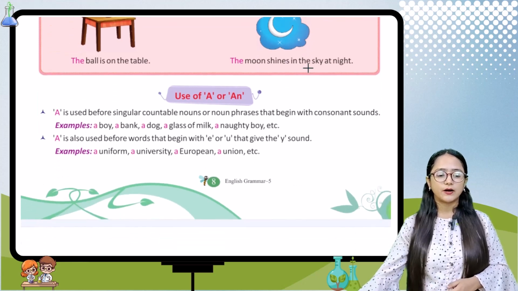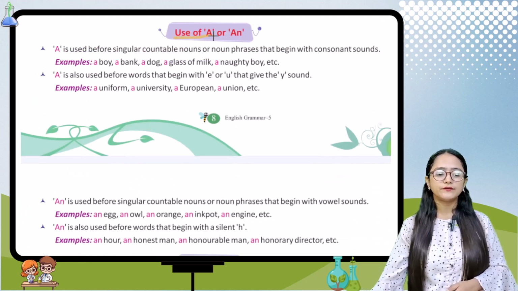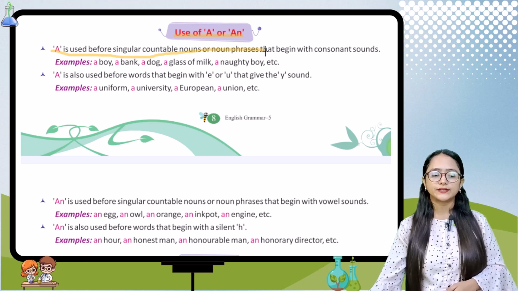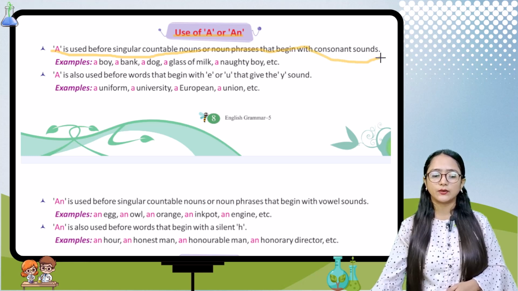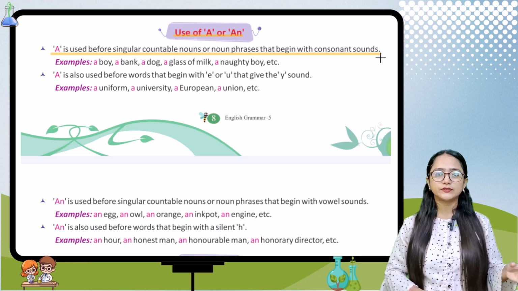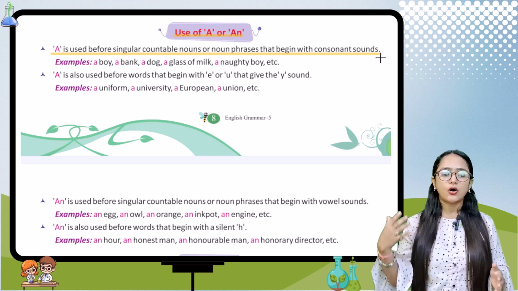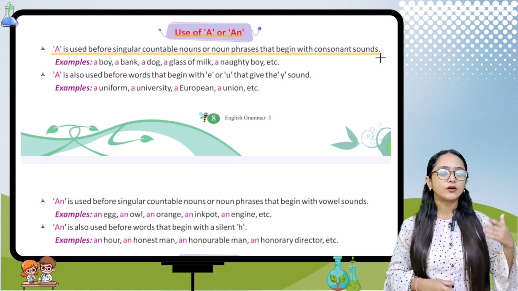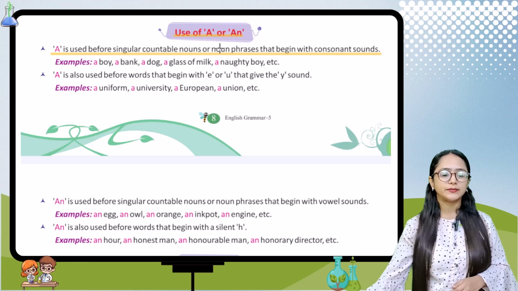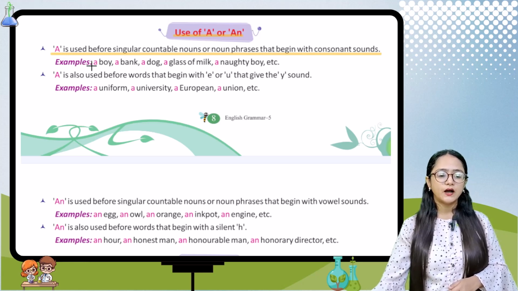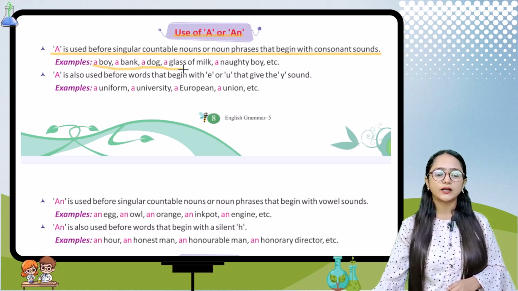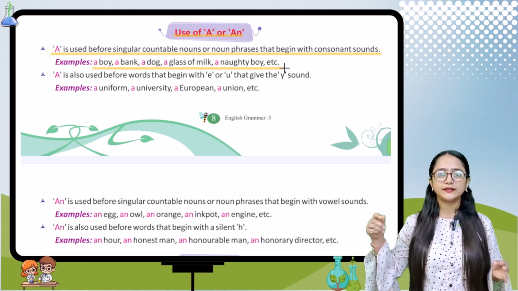Now let's talk about the use of a or an. A is used before singular countable nouns or noun phrases that begin with a consonant sound. For example, a boy, a bank, a dog, a glass of milk, a naughty boy, etc. So these are carrying the consonant sound.